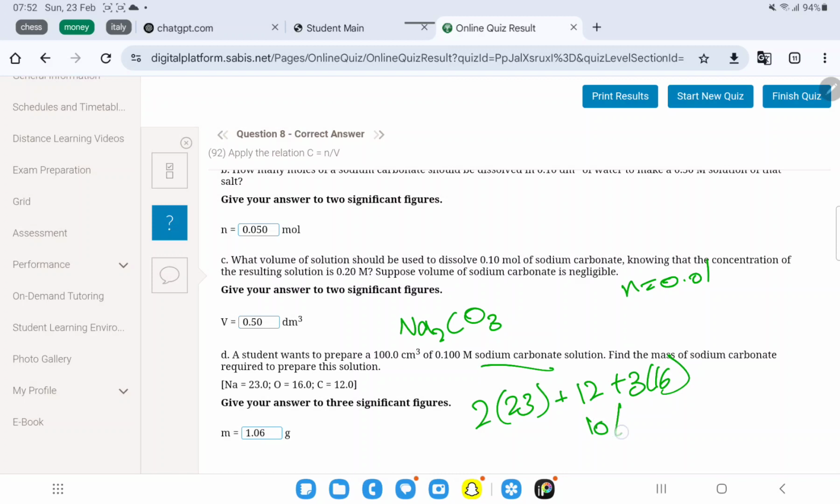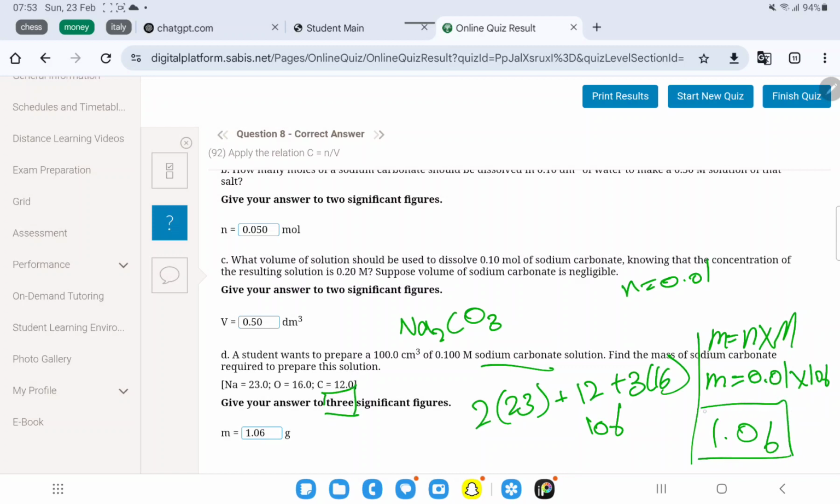You get 106 multiplied, and then we know that mass is moles times molar mass. You multiply the moles 0.01 times molar mass 106. You get exactly 1.06. And they said three significant figures. It's already 3, so that's your answer.